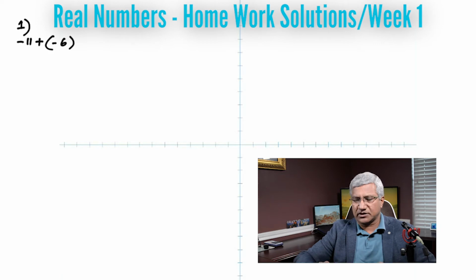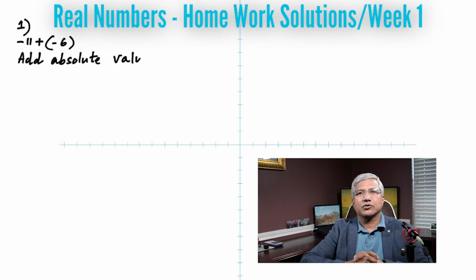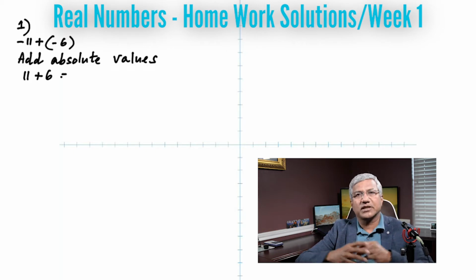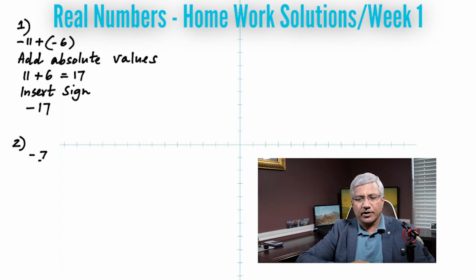What you do first is you take the absolute values of the two numbers, which means you discard the sign. So you have 11 and 6. Add them, which will give you 17, of course. And then insert the sign. The sign is negative. So you get negative 17. That's number 1.